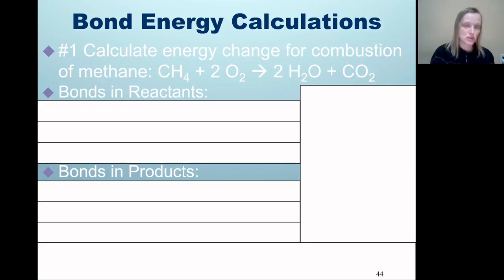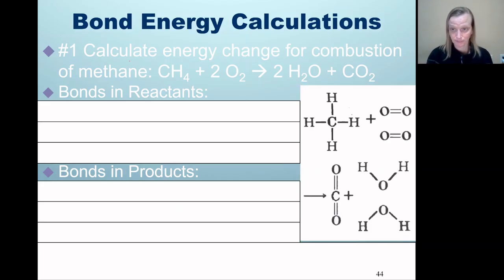My first step is to draw full covalent Lewis dot structures to represent the methane, 2 molecules of oxygen, 2 molecules of water, and 1 molecule of carbon dioxide. So that's what this looks like. I have drawn 1 methane, 2 oxygens, 2 waters, 1 carbon dioxide. So now I can start counting things up.